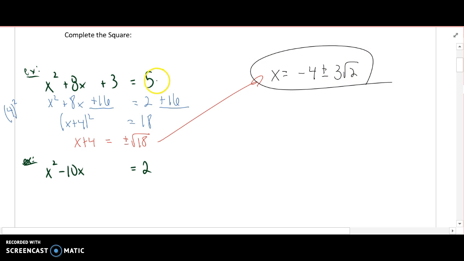We would have gotten that same answer if we had subtracted 5 from both sides to make it equal to 0, and then used the quadratic formula. But this is just another way of going about that type of problem.